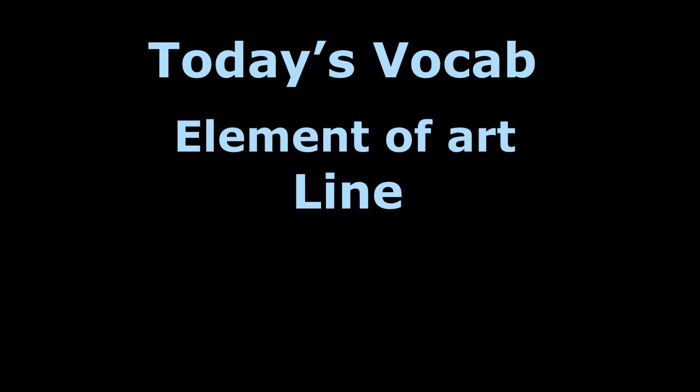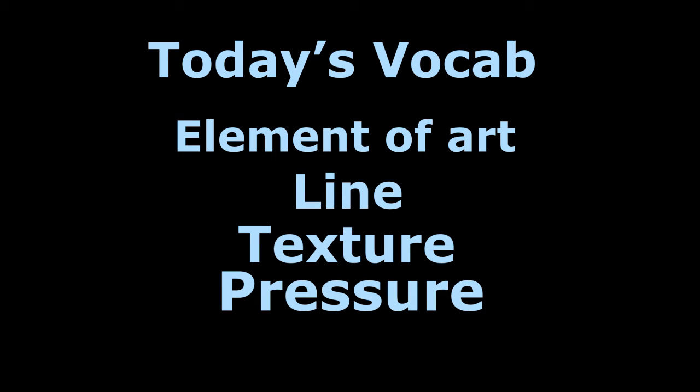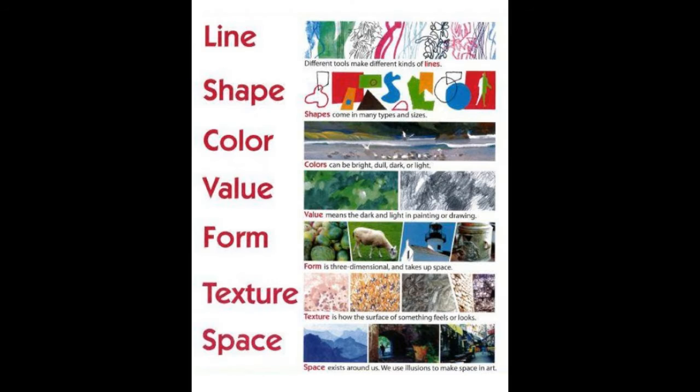Our vocabulary today is elements of art, line, texture, pressure, and pattern. The elements of art are the pieces we're able to pick out of every piece of art created. There are a total of 7, and they include line, texture, color, value, shape, form, and space. Today we are focusing on line and texture.